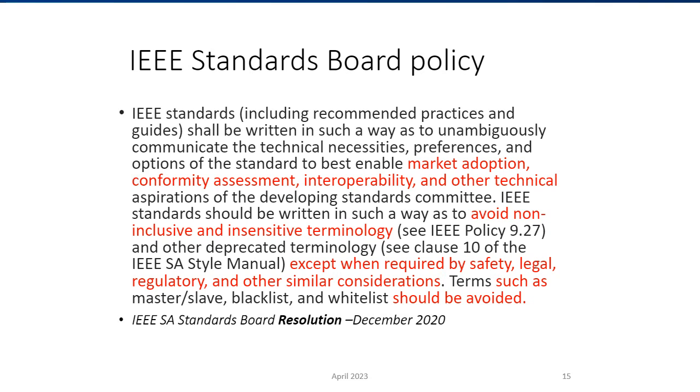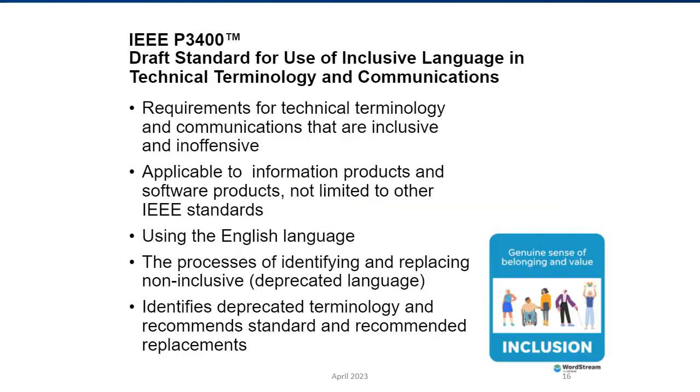But these terms should be avoided. This doesn't say shall, it says should, because as we've seen, there are still standards in IEEE and other standards producing organizations that are still using these terms. So how do we make a change that isn't just a recommendation with a should, but is an imperative with a shall? IEEE's solution is to come up with a standard.